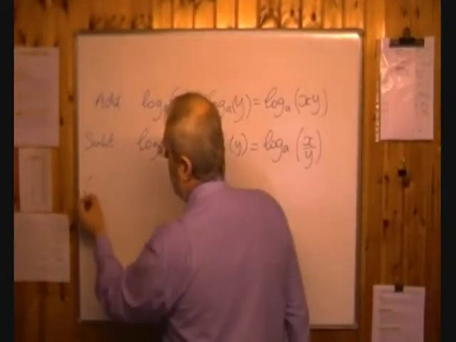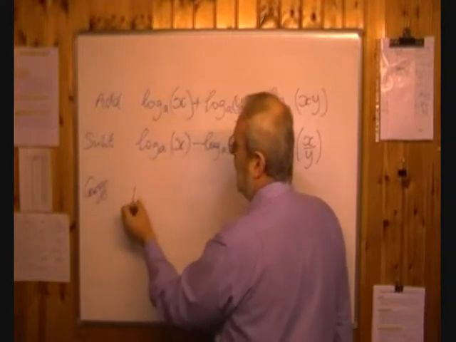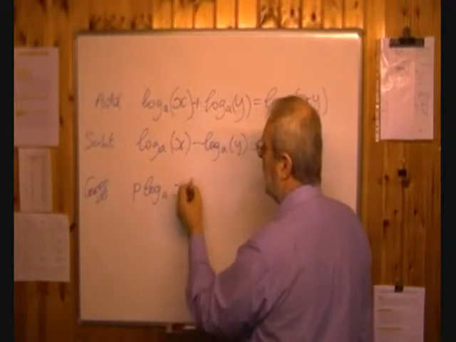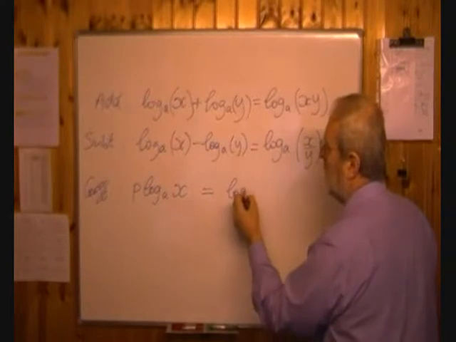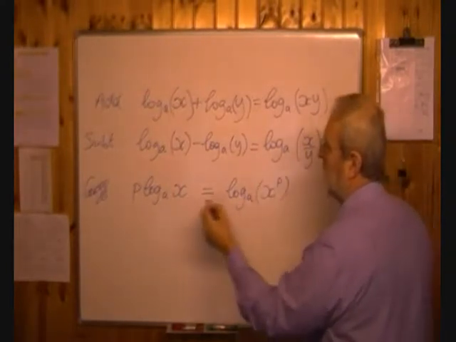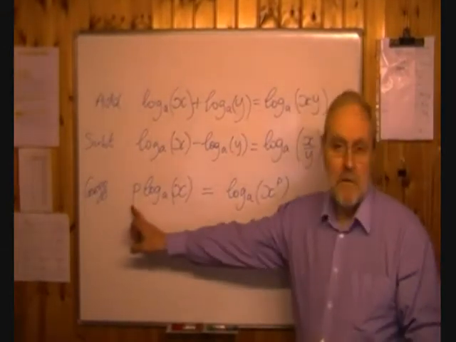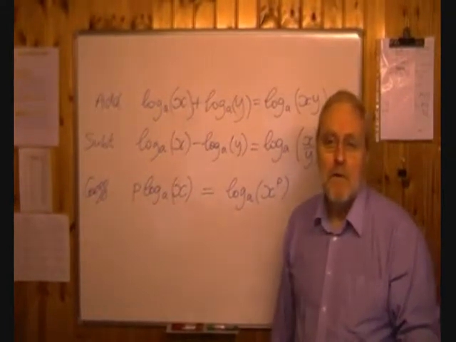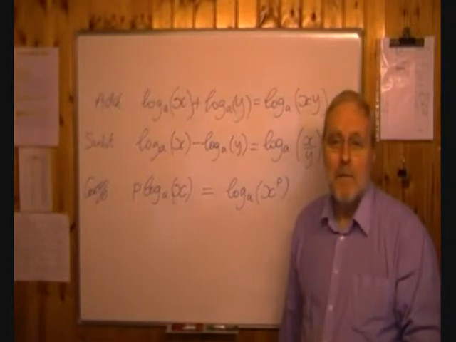And finally, I'll call it the coefficient rule. If I have p log to the base a of x, that is the same as log to the base a of x to the power of p. I usually show this one as p simply because it doesn't have to be a whole number, and some textbooks show it as n, and students often get the wrong idea.